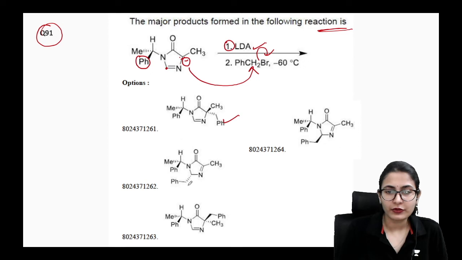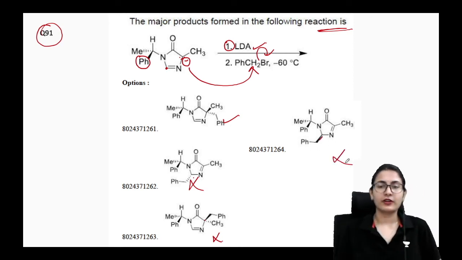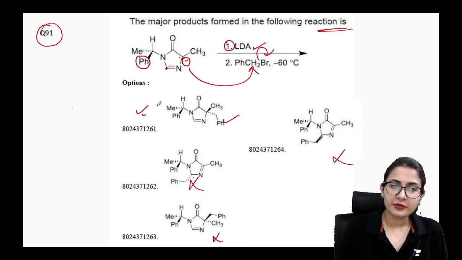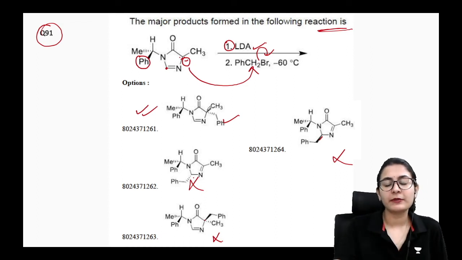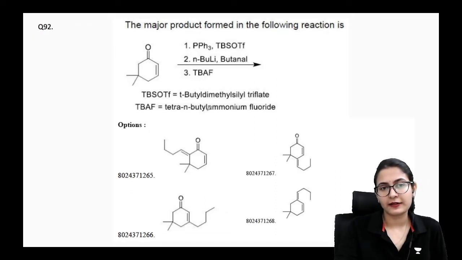However, you are not going to remove this proton. Absolutely wrong. Above the plane is absolutely wrong. Yes, this is also wrong, right? So your answer is option number A only. From below the plane, PhCH2 is going to attack.